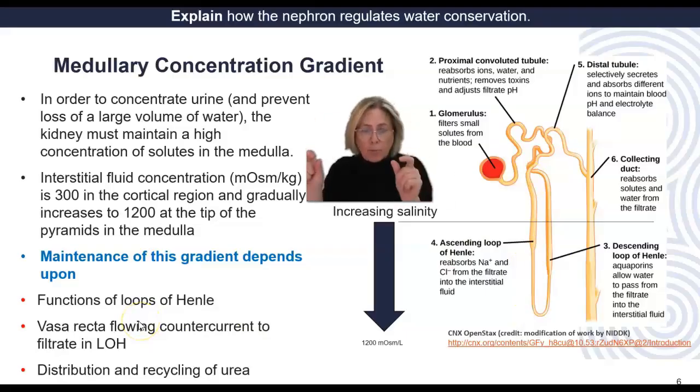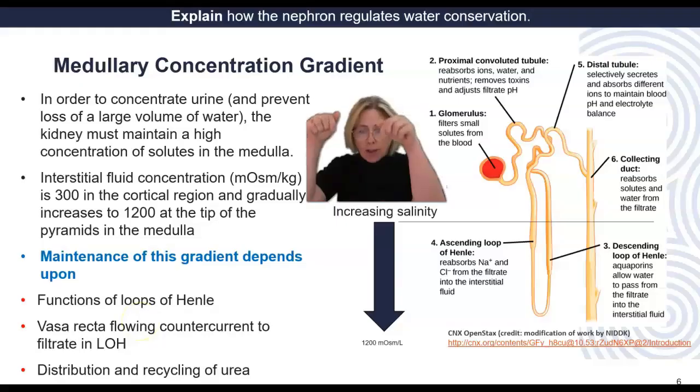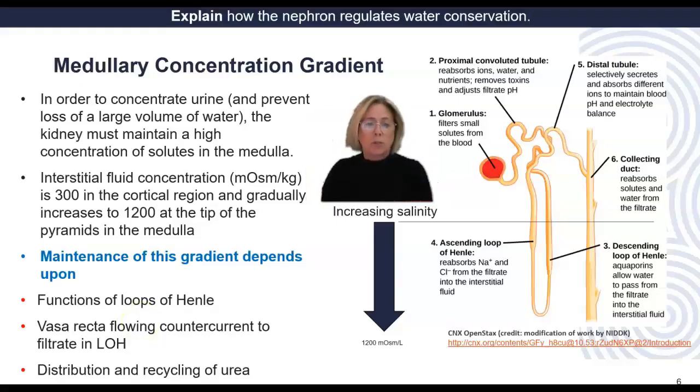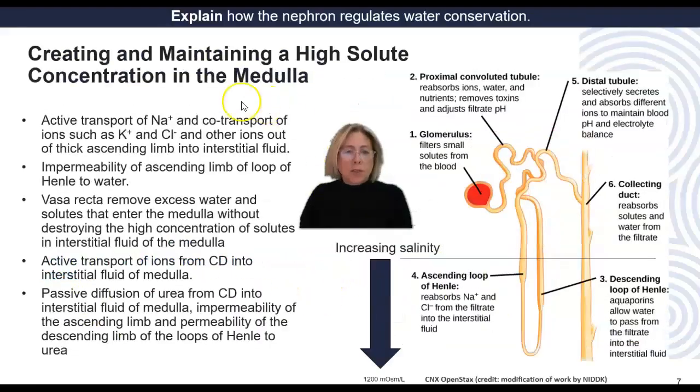Remember those straight blood vessels that course right down following the loops of Henle into the medulla, and they flow in a countercurrent way to the filtrate in the loop of Henle. And I'll show you a video on that in a minute. And also the distribution and recycling of urea adds to this concentrated medullary interstitium, okay? And so this high solute concentration in the medulla is created and maintained via the following mechanisms. And I have kind of mentioned some of them.